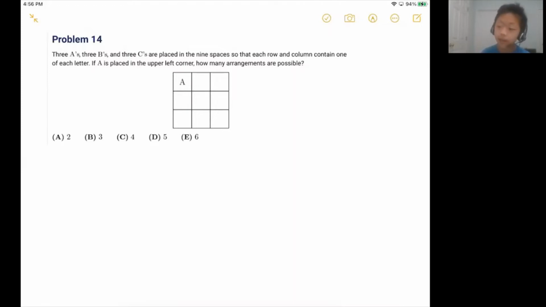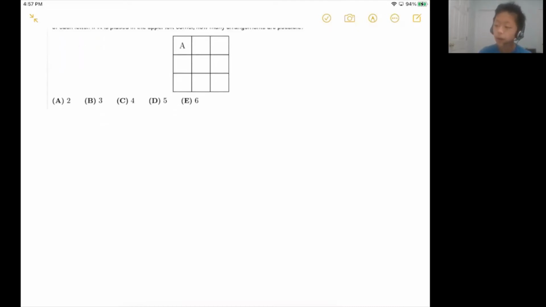So to do this problem, the first thing you should notice is that you look at the answer choices, right? You see that the choices are 2, 3, 4, 5, 6. Those are clearly all very small answer choices. So that just tells us that clearly there are not very many possible arrangements. So as long as we carefully organize our counting, then we should be able to easily count this. It shouldn't be too difficult as long as we stay careful and stay organized.